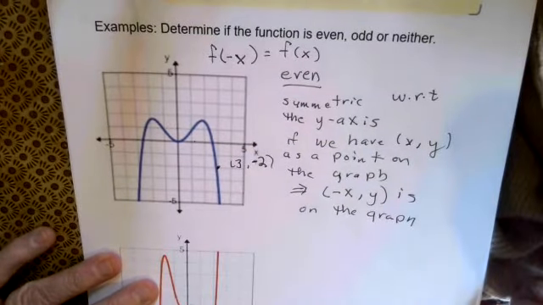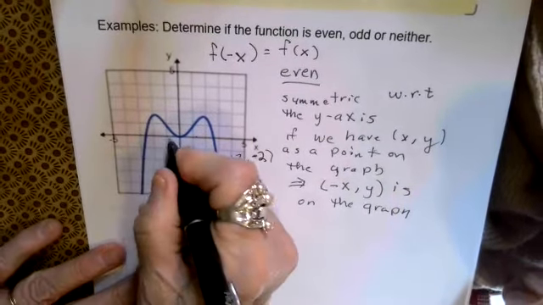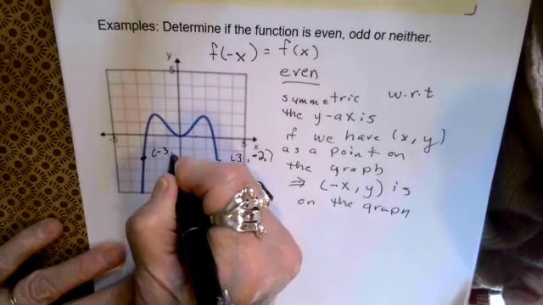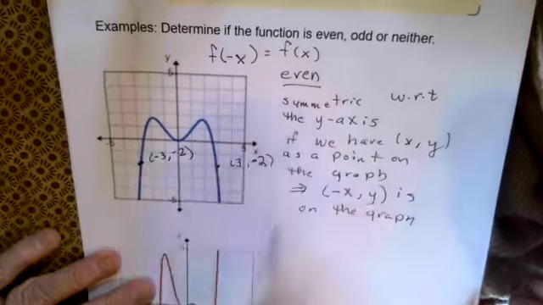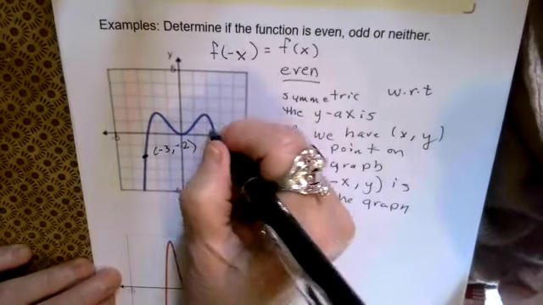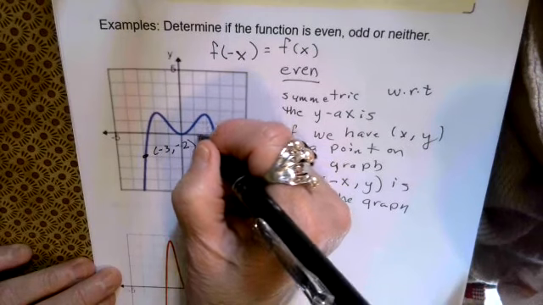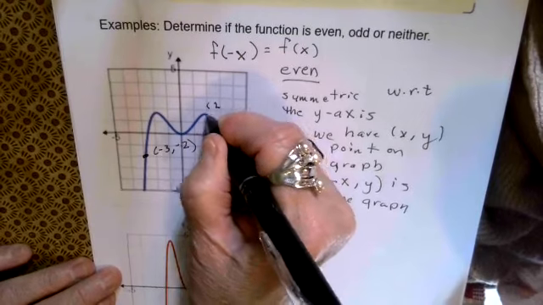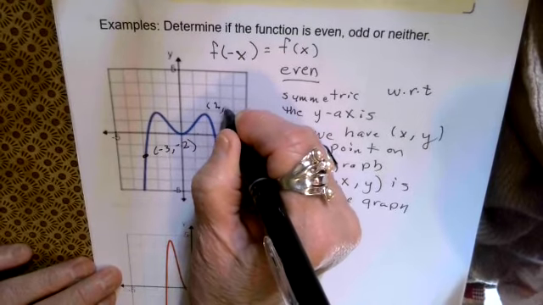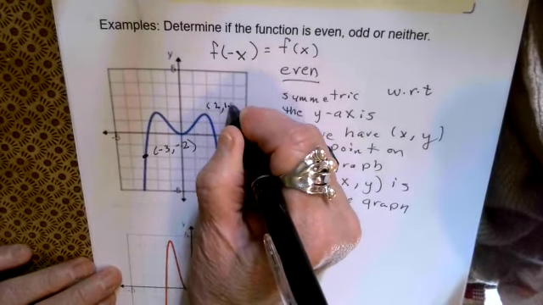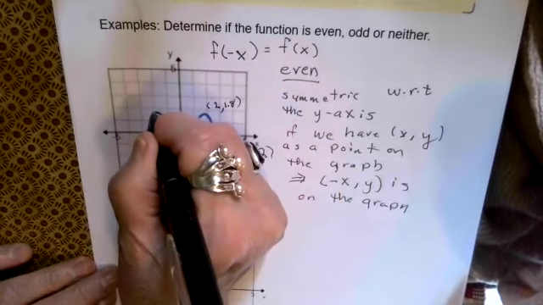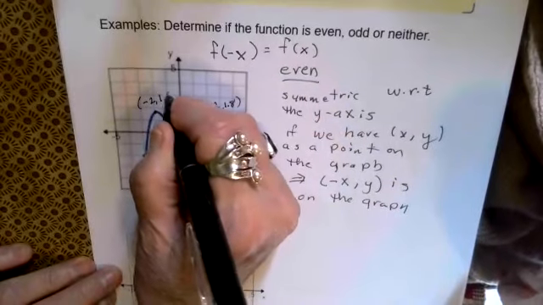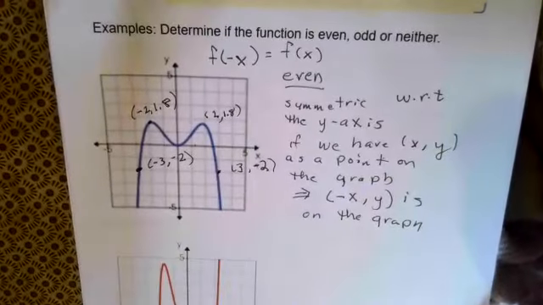And over here, it would have a 1, 2, 3, a minus 3 over, and a minus 2 down. And whatever this point is, it looks like it's 2, and then not quite 2, like maybe 1.8 or something. Over here, if you have minus 2, you have that same y value. Okay, so that's what we mean by even.